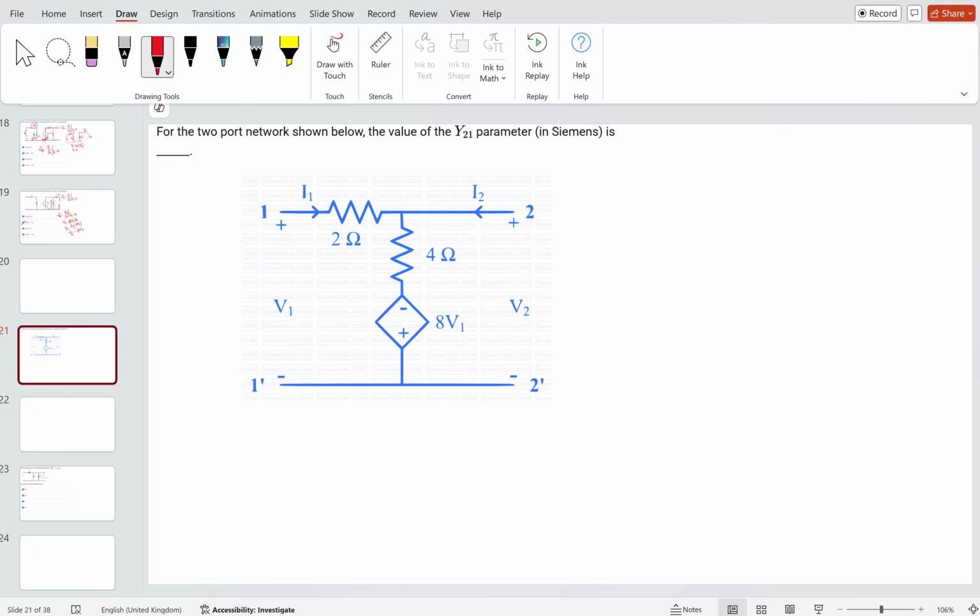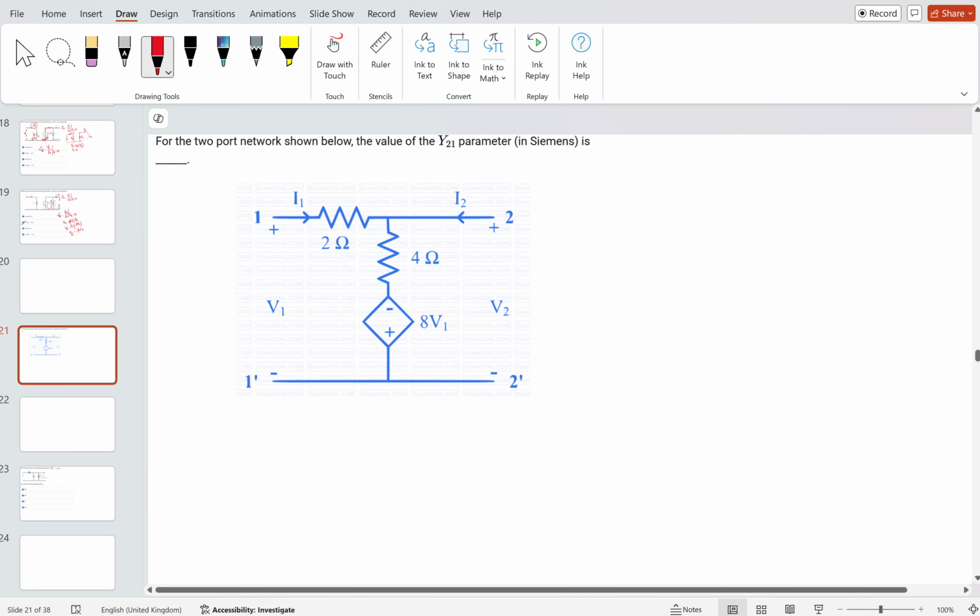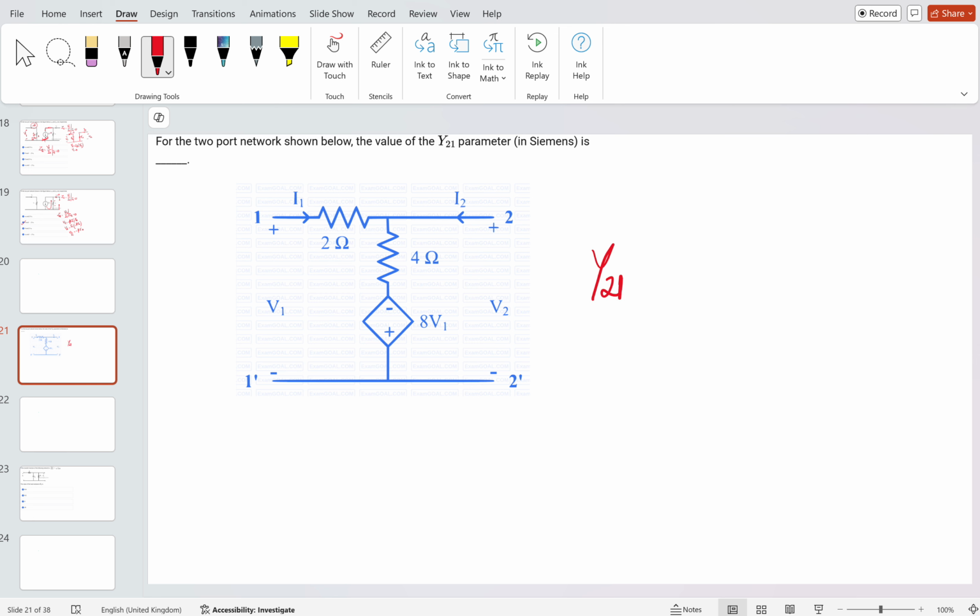Okay, try to solve this. It is a simple problem. Try to find out the value of Y21 basically. Y21 will be equal to I2 by V1 when V2 is equal to 0.